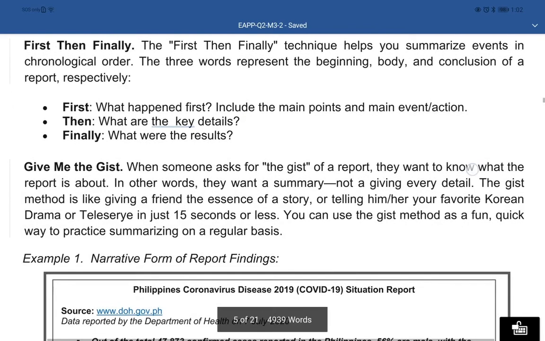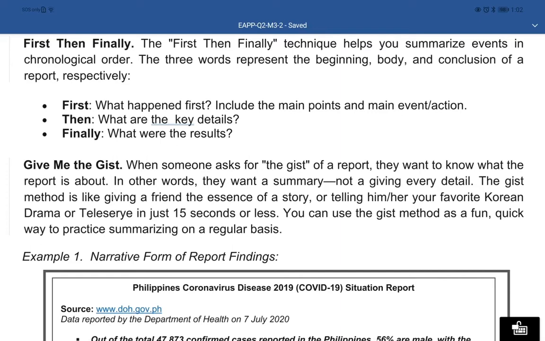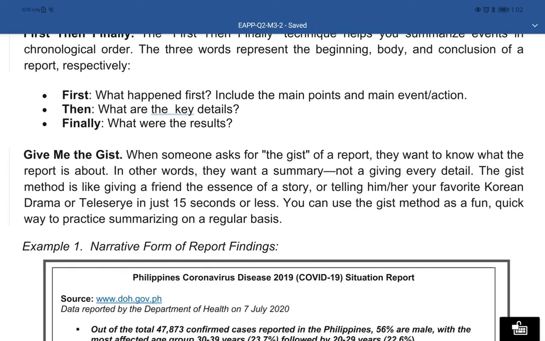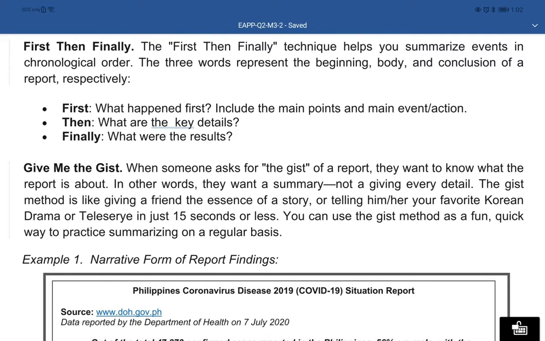Give me the gist is a very, very easy way of making a summary of report findings. It's when someone asks you for the gist of a report that they simply want to know what the report is all about. Simply the general idea. In other words, they want a summary, not giving every detail. The gist method is like giving a friend the essence of a story or telling him or her your favorite Korean drama or teleserie in just 15 seconds or less. You can use the gist method as a fun, quick way to practice summarizing on a regular basis.